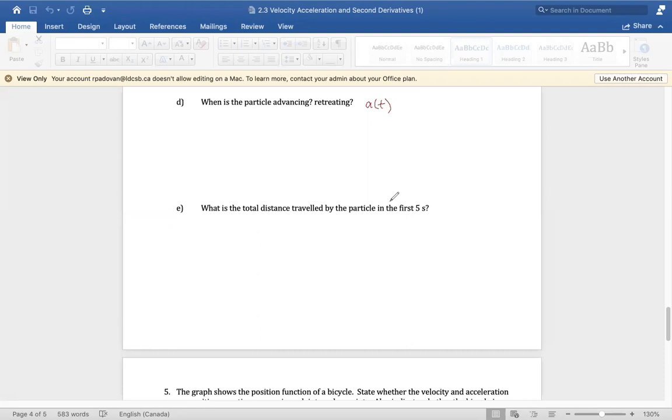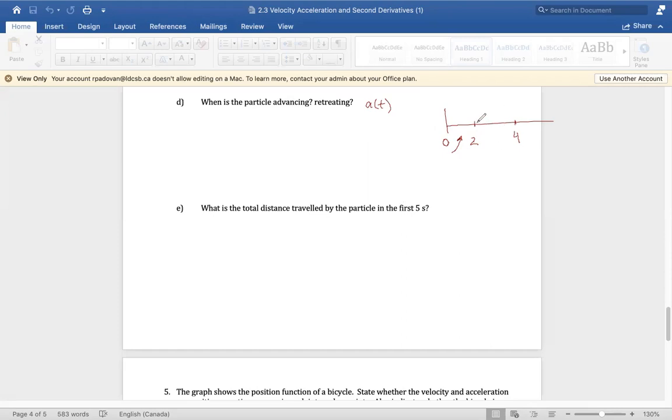If we know that the particle is stopped at 2 seconds and at 4 seconds, I'm just going to draw this out like this. Time cannot be less than 0. If I pick a value between 0 and 2, I want to know whether I'm advancing or retreating. If I plug in a value of 1, which is the easiest, am I advancing or retreating?